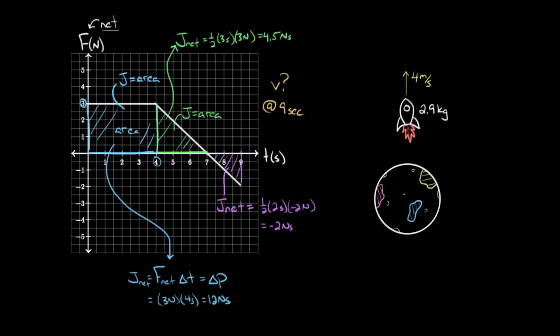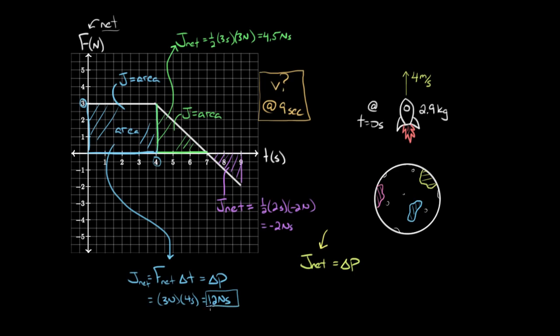And now we can figure out the velocity of this spaceship at 9 seconds. So assuming that this force readout started at this moment right over here, at t equals 0 seconds, which was the moment when it was going 4 meters per second, then we can just say the total net impulse should equal the total change in momentum of this spaceship. And we can find the total net impulse by just adding up all the individual impulses.